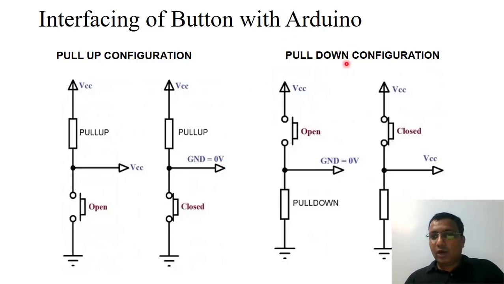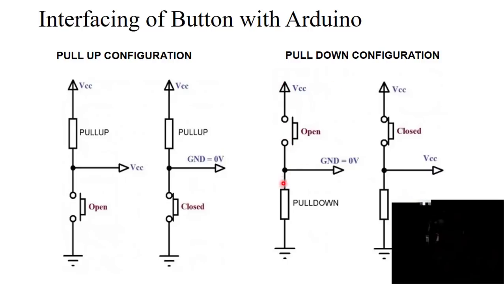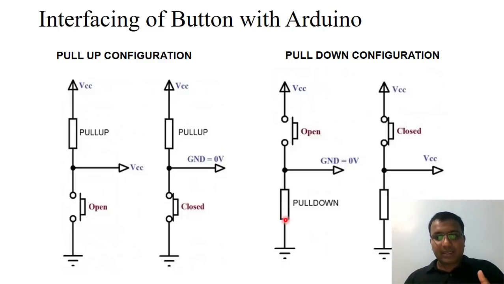The second configuration is the pull-down configuration. Again, VCC is there, the button is at the top side, and then a 10K resistor at the bottom side. When you release the button, it provides 0, logic low. When you press the button, it provides logic high, that is VCC. This is the pull-down configuration. You can use either configuration with the Arduino, but we need to configure that in the program, whether you are going to use a pull-up or a pull-down configuration.